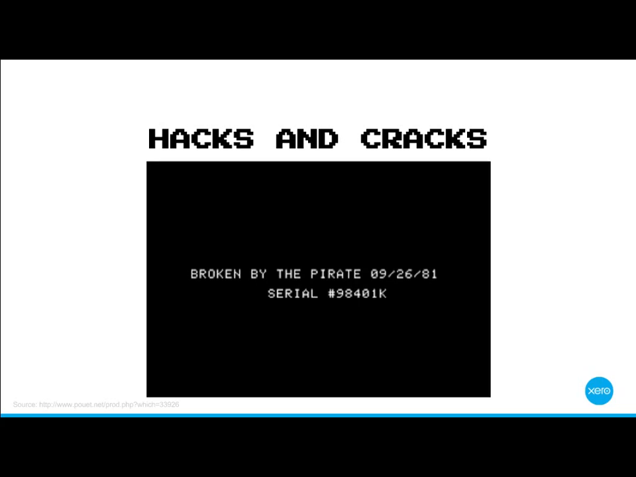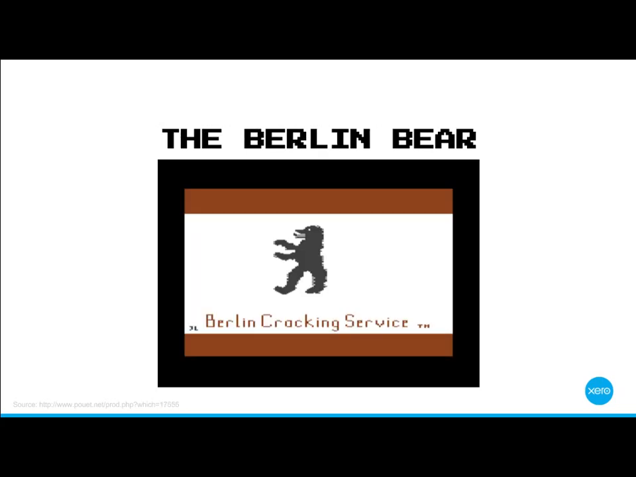And this example is from 81, so it's not on the Commodore 64. This was on a game on the Apple II called Crunch, Crumble and Chomp, or something like that, saying that it had been broken by the pirate on that date. In 84, a group called the Berlin Cracking Service added an image of their city flag in front of their crack of the game Pitfall 2. And this is the first time that we've found that someone had put an image in the front. And this became known as a crack intro, or cracktro.